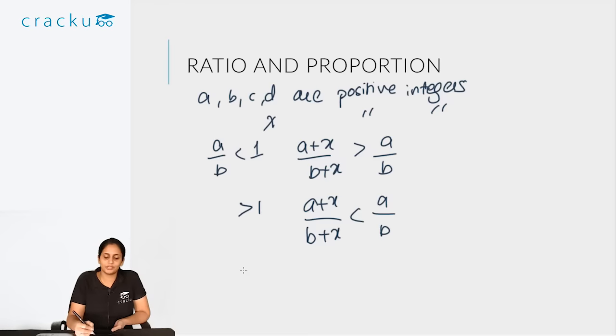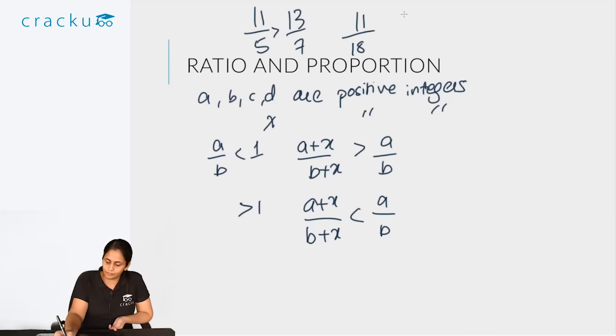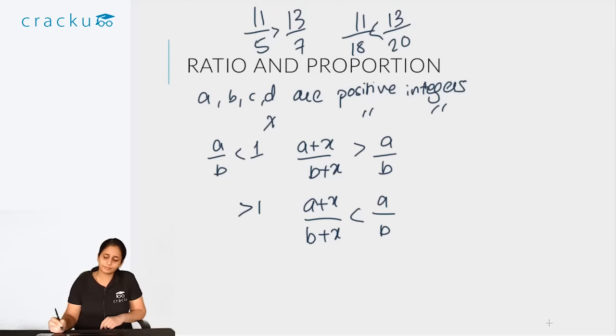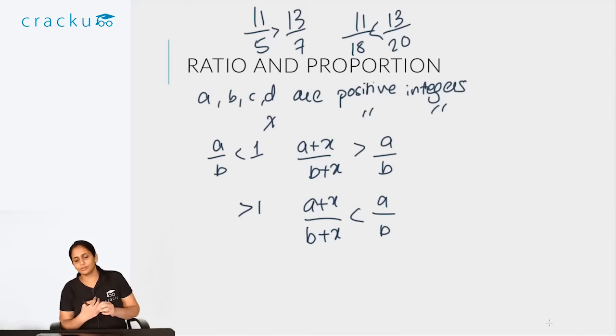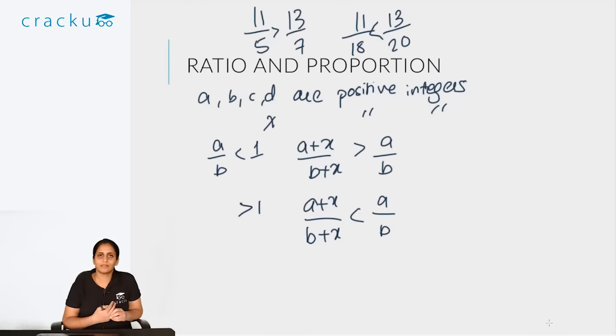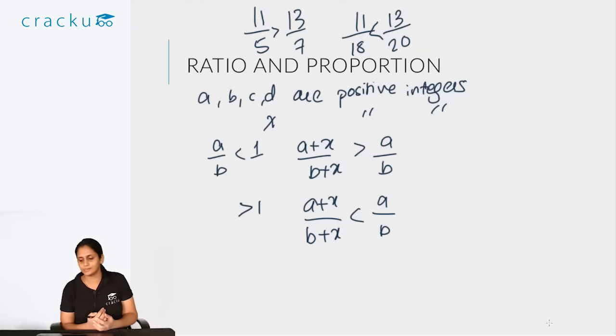When you are to compare ratios, always make sure that you use this basic concept. So if you have 11 by 5 and 13 by 7, 11 by 5 will be greater than 13 by 7. Similarly, if you have 11 by 18 and 13 by 20, 11 by 18 will be less than 13 by 20. The importance of this has gone down with the use of a calculator, but this will still help you save some time in things like DI, data interpretation, where you have to quickly compare values. If you are used to understanding that ratios work in this way, you need not use a calculator to compare simple values like this.